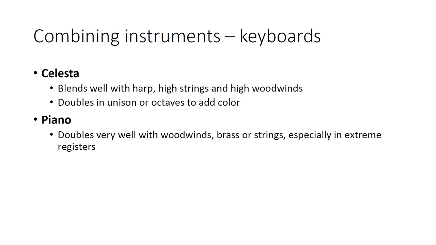And the keyboards, finally. The celesta actually blends really well with the harp because of their peaceful-like sounds. It can also be used with high strings and high woodwinds. I haven't really got the chance to do that. Mostly used to add color by doubling any instrument you might like in unison or octaves.